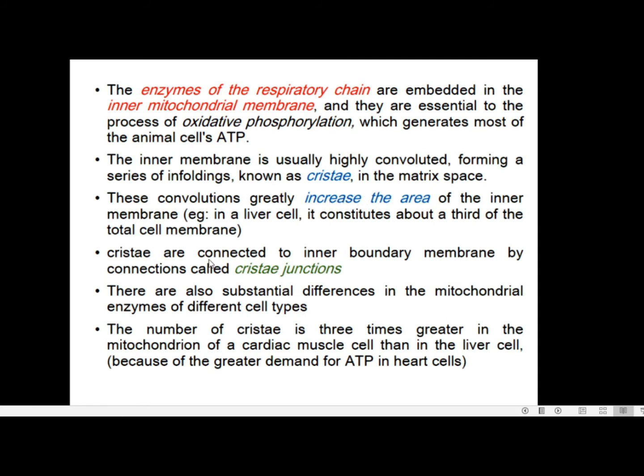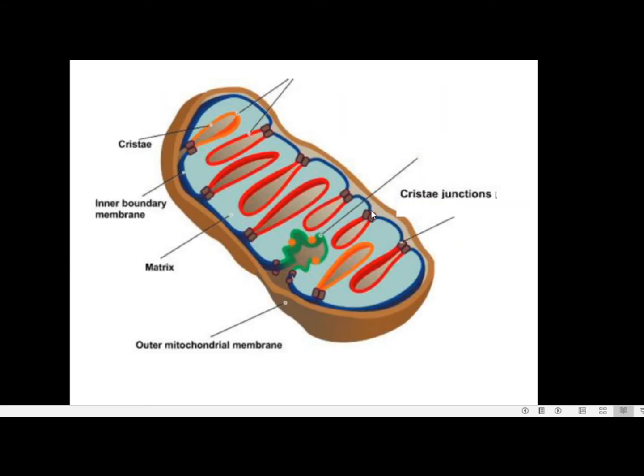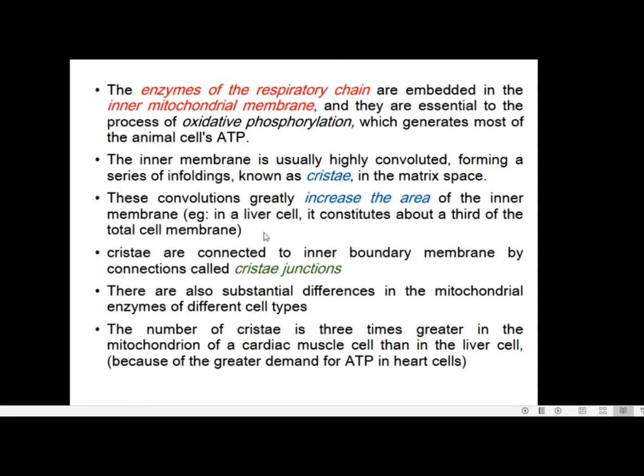They increase the surface area of the inner membrane. If you take a liver cell, because of the presence of cristae, the area of the inner membrane is tripled. Then the cristae also show regions called cristae junctions where they are connected to the inner membrane. Here you can see they are opening to the intermembrane space. So, these regions are called cristae junctions. They are also characteristic of mitochondria. The cristae junctions connect the cristae to the inner boundary membrane.